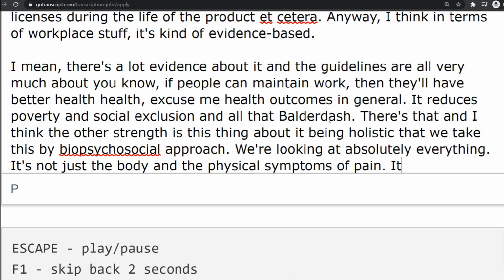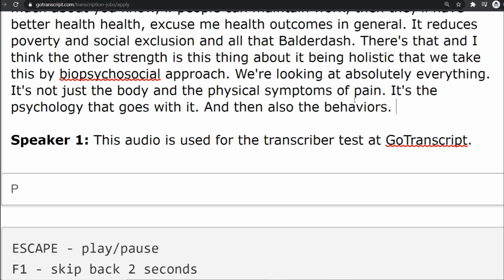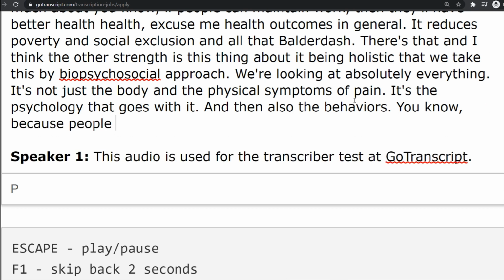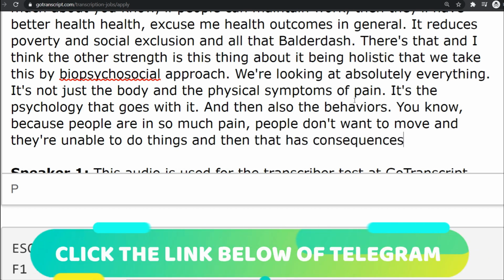It's the psychology that goes with it. And then also the behaviors. So the behaviors, because people are in so much pain, people don't want to move and they're unable to do things. And then that has consequences.